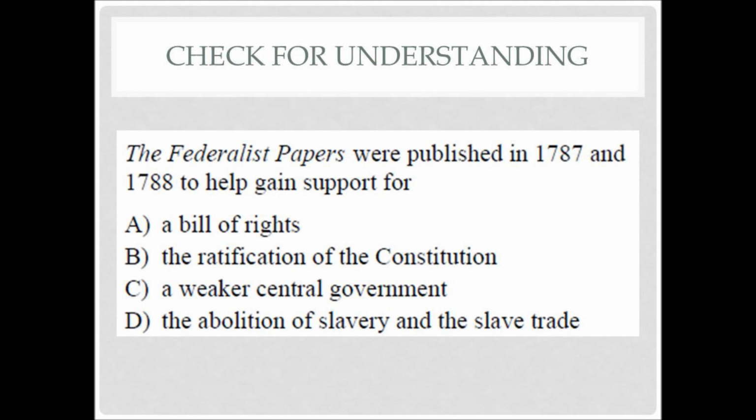The second check for understanding. The Federalist Papers were published in 1787 and 1788 to help gain support for A. Bill of Rights, B. The ratification of the Constitution, C. A weaker central government, or D. The abolition of slavery and the slave trade.